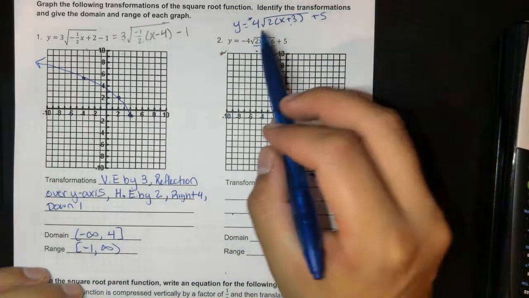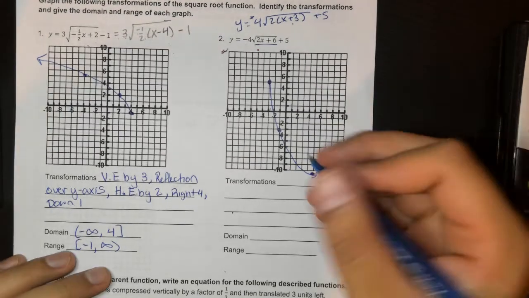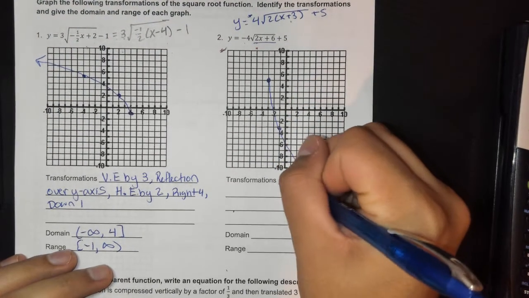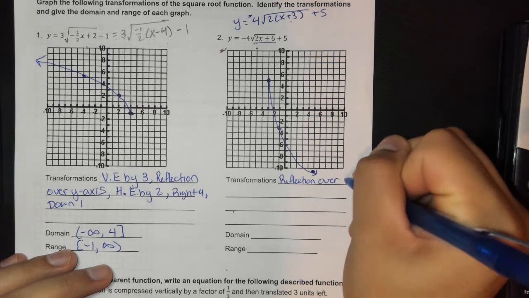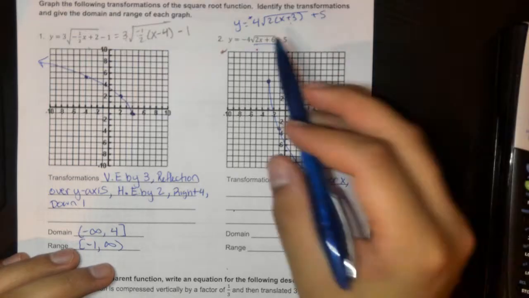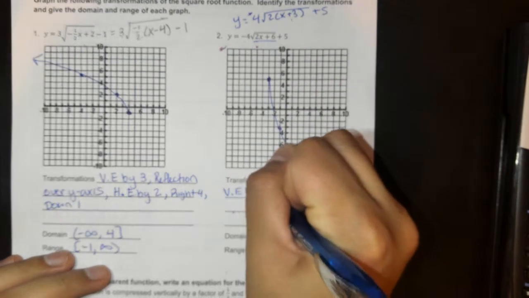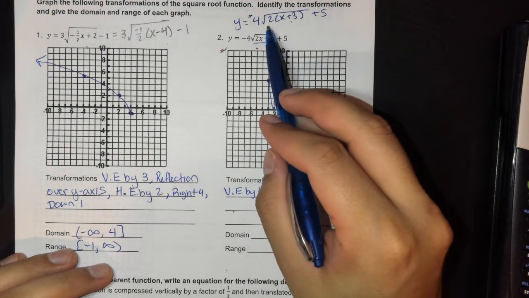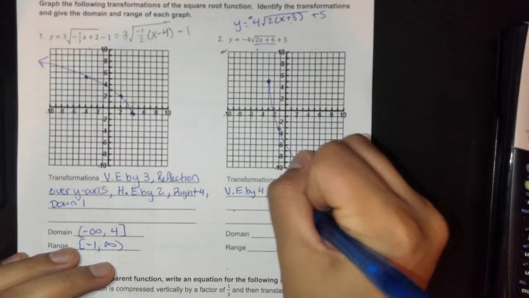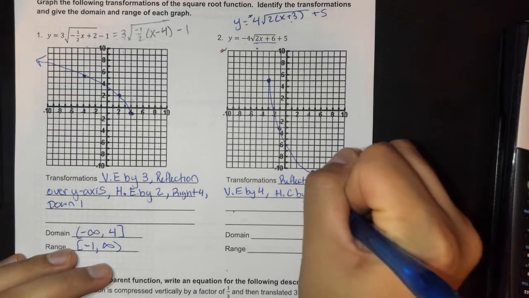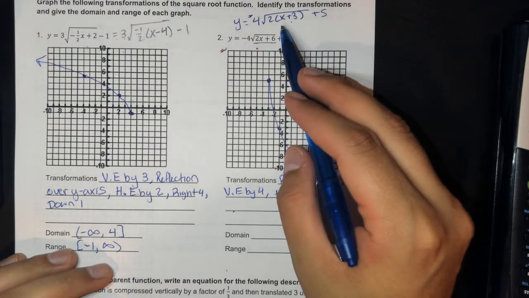Right, then for the transformations, we have this negative in the front. That's a reflection over the x-axis, so that's why it's upside down. We have the 4 right there, which is a vertical expansion by 4. Now we move inside the square root. This 2 would be a horizontal compression by 1/2. And then it goes left 3, up 5.